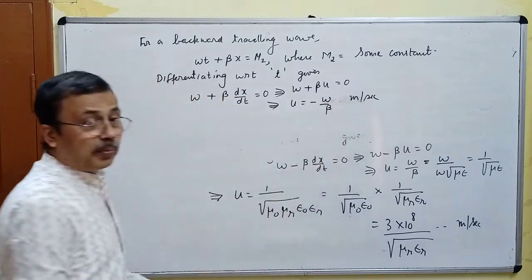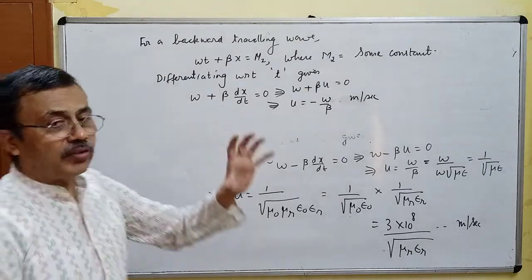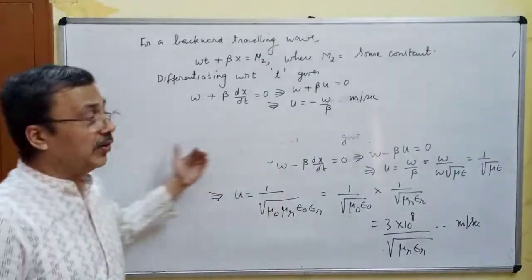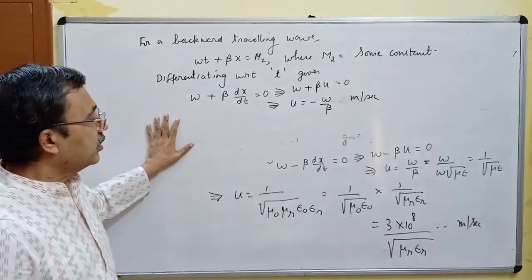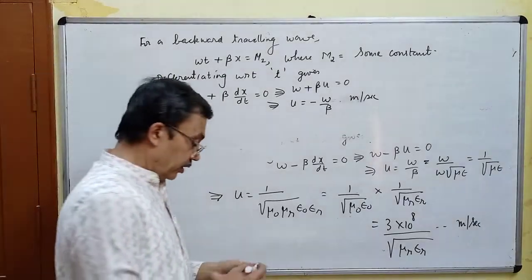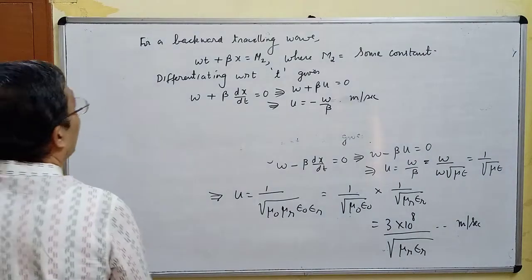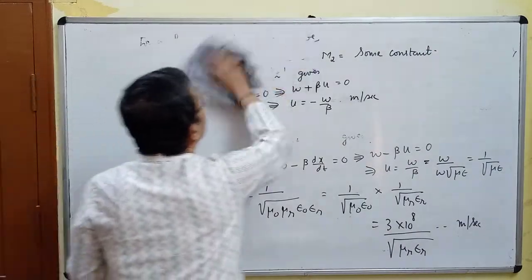The negative sign arises because of the fact that the backward traveling wave is traveling in the negative x direction. So with this we conclude phase velocity.